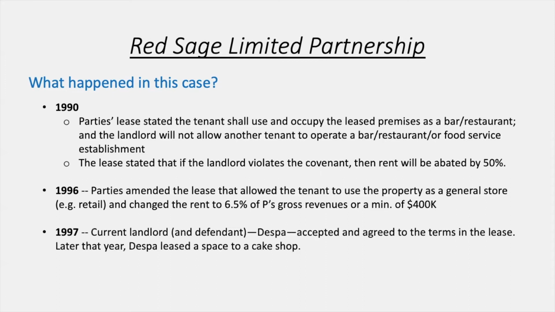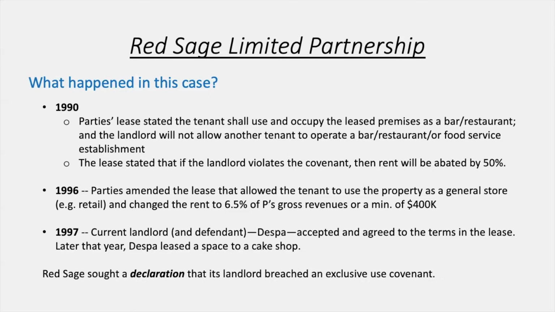In 1997, the current landlord and defendant, DESPA, accepted and agreed to the terms of the lease. Later that year, DESPA leased the space to Cake Shop. So the original landlord in 1990 and 1996 was a landlord who had an interest in the plaintiff's business. DESPA bought the landlord's business or building, and then now DESPA is dealing with the plaintiff.